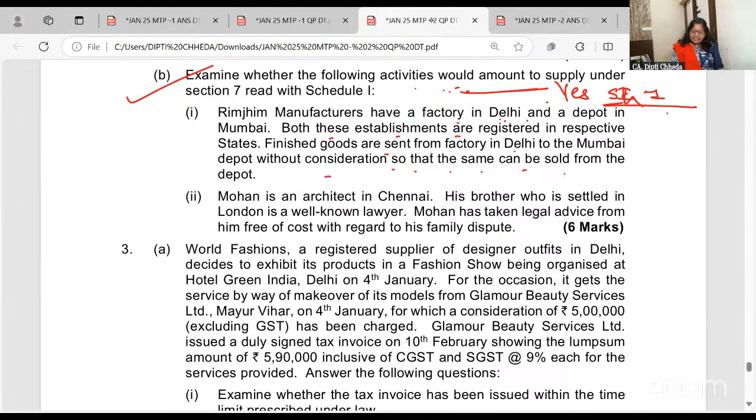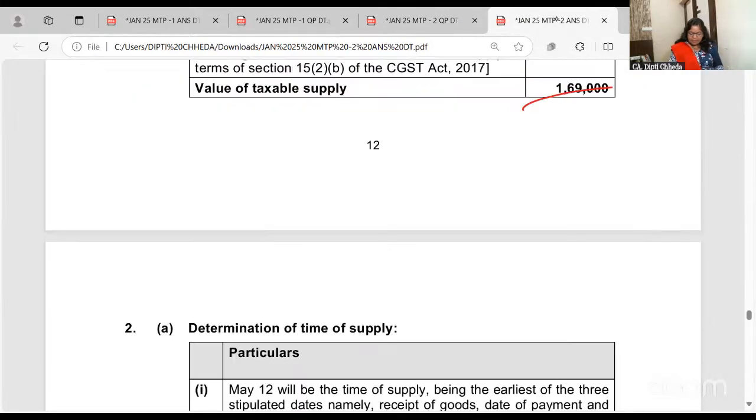Mohan is an architect in Chennai. His brother is settled in London as a lawyer. Mohan has taken legal services from his brother, who is not dependent on him. He's settled. Second, these legal services are not for business. Even though it's without consideration, if it is for business, it would have been taxable. So this is not for business, so it's not a supply. Very nice way they have given the answer.